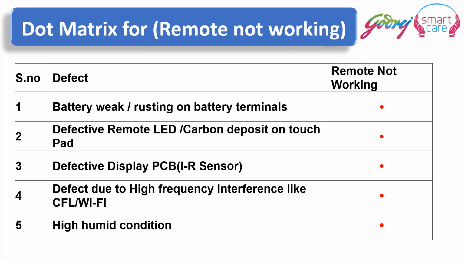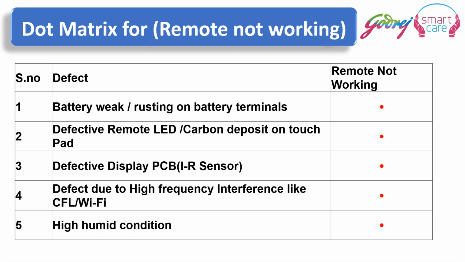So based on those questions, we develop a matrix of some possible causes of remote malfunction. That is, one is the battery is weak or it is rusting. The second probable cause could be that the remote LED is defective or there is carbon deposit on the touchpad, that is on the button pads. The third probable cause could be that the display PCB could be defective. It's not the problem of the remote, but it could be the problem of the display PCB.